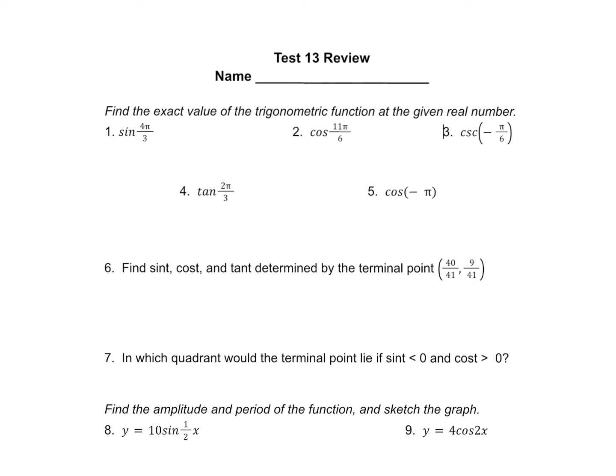Remember, you can drop the 4. Let's do sine pi over 3. Everywhere you see sine pi over 3, it's square root of 3 over 2. And because 4/3 pi is in quadrant 3, it's going to be negative square root of 3 over 2.